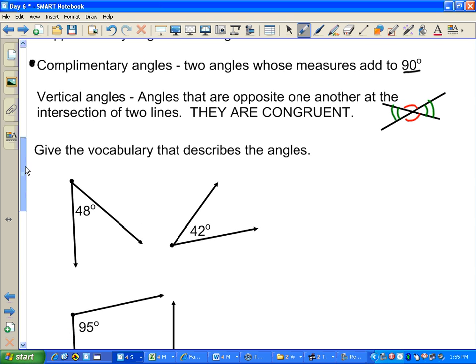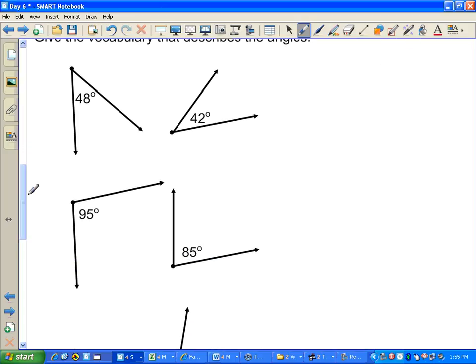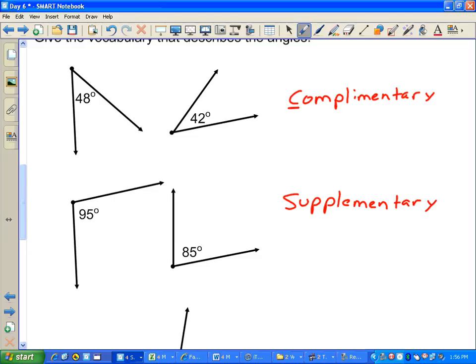Okay, we'll just run through some examples quick. 48 plus 42 equals 90, so these will be complementary. 95 plus 85 is 180, so these are supplementary. If you have trouble remembering which is which, C comes before S, just like 90 comes before 180. So that can be a little trick to help you remember the difference between complementary and supplementary.